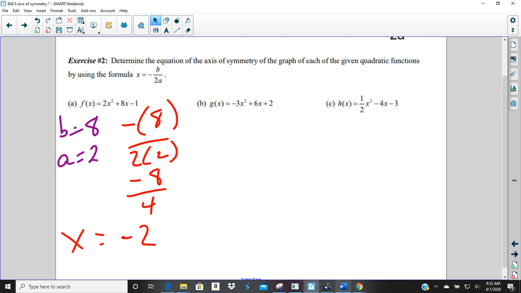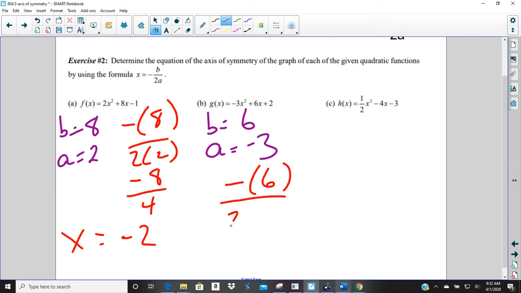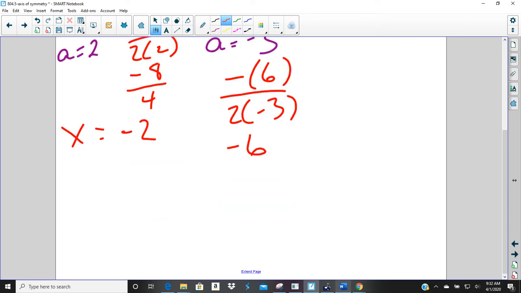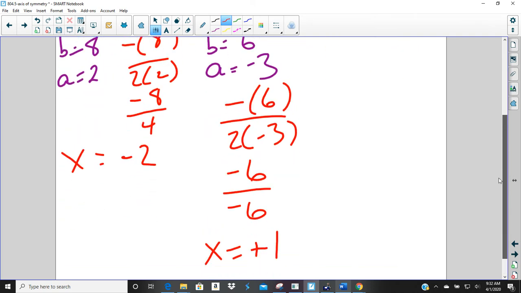Okay, next one, B. My b term is 6, and my a term is -3. So I'm going to plug it into the equation. I'm left with -6 over 2 times -3. I'm going to clean it up. I'm left with -6 over -6. So therefore, x equals positive 1. That is my correct axis of symmetry. All right. Any questions so far?